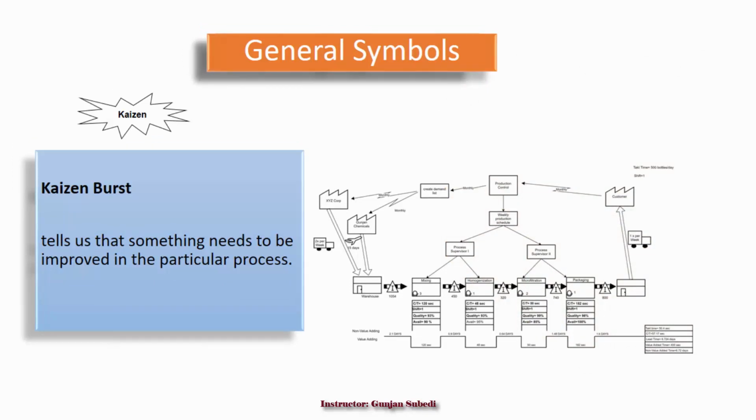This symbol is used to show the Kaizen burst. This symbol tells you that something needs to be improved in the particular process. Generally, we first draw the as-is value stream map and show the different improvements to be made with the help of this symbol. Operator symbol.